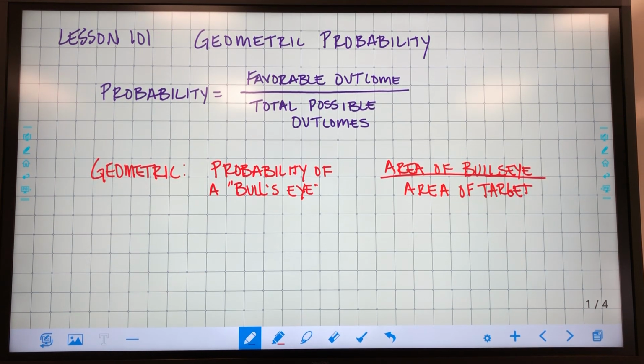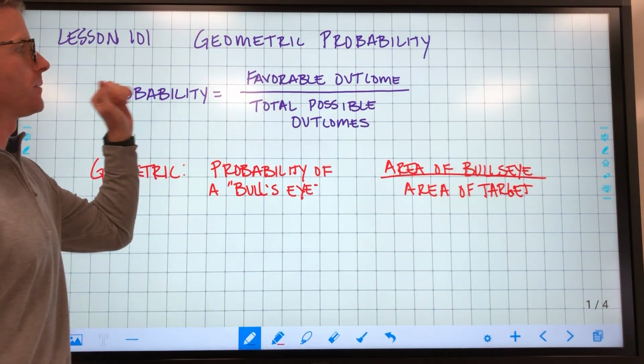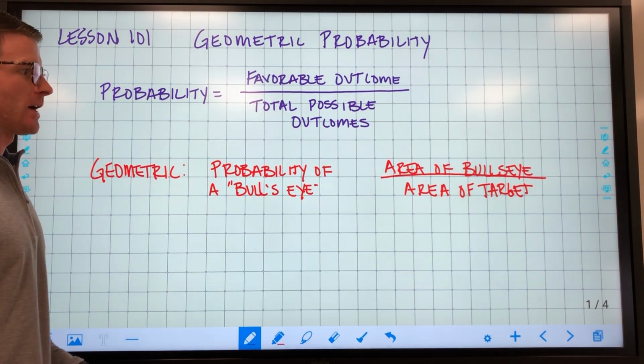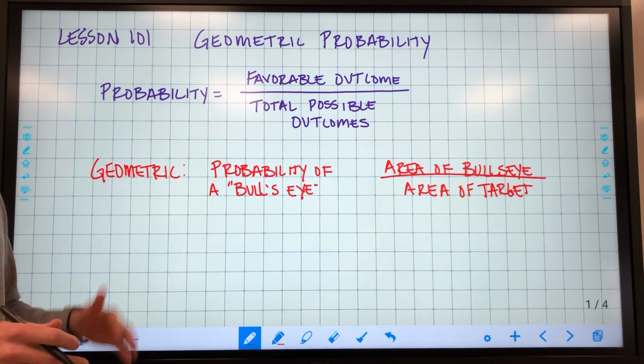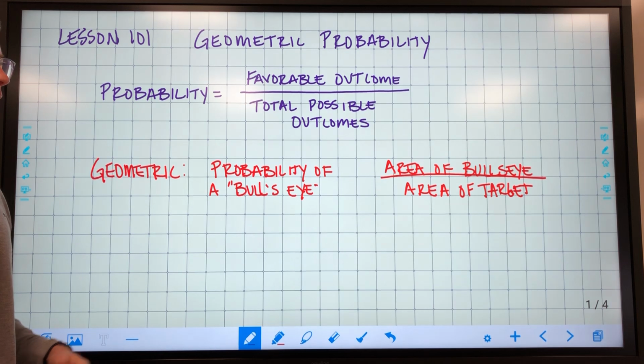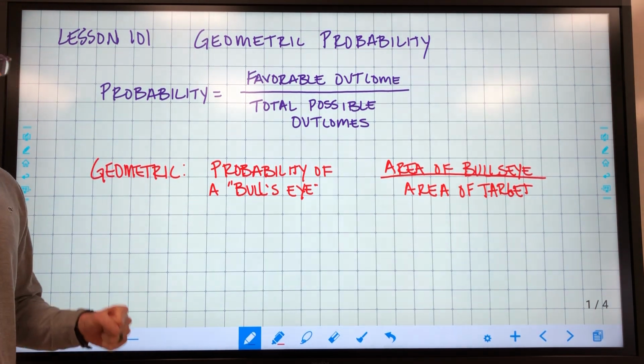All right, guys, lesson 101 is on geometric probability. So, a little review on probability. Remember that it is favorable outcomes over total possible outcomes. So geometric probability really is the probability. You're going to be asked all these questions on what's the probability of hitting the bullseye here. So think of a dartboard.